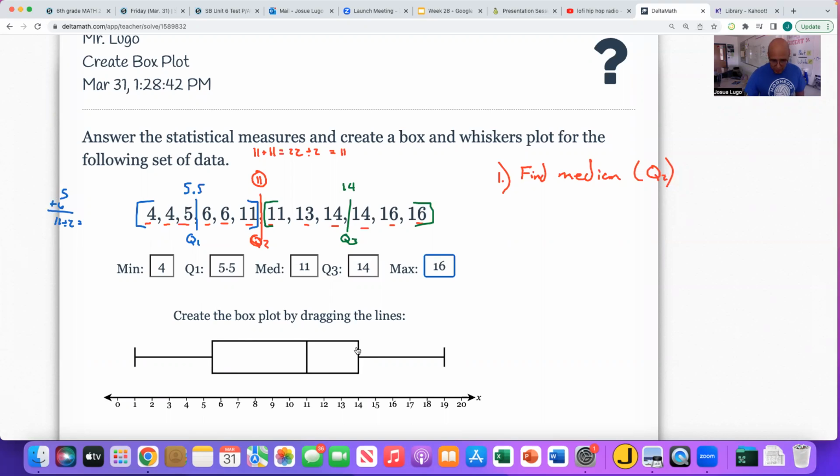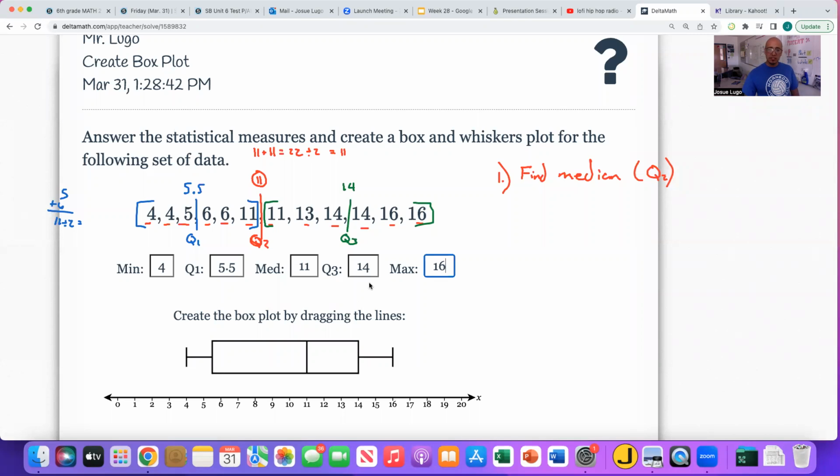Q3 is going to be at 14. It's already there. The minimum should be at 4, and the maximum should be at 16. All right, and that's technically it. That's all we're doing for the assignment, but I want you guys to know what each of these sections means.